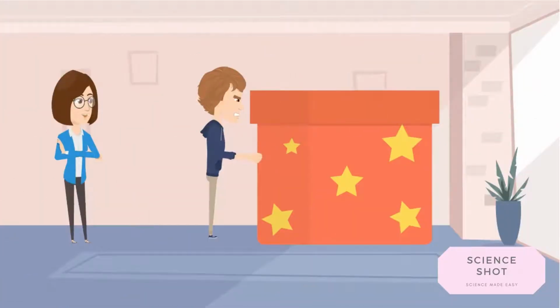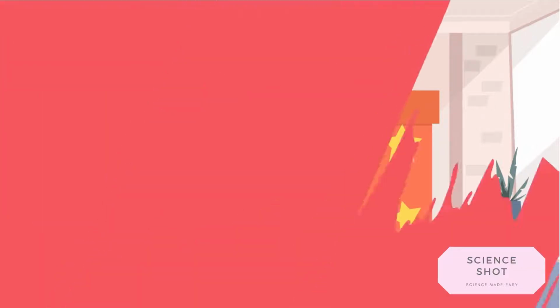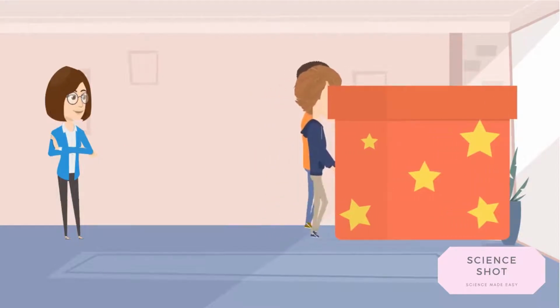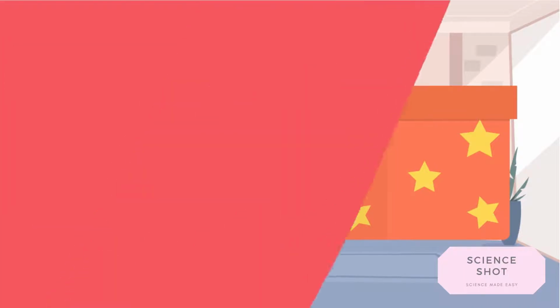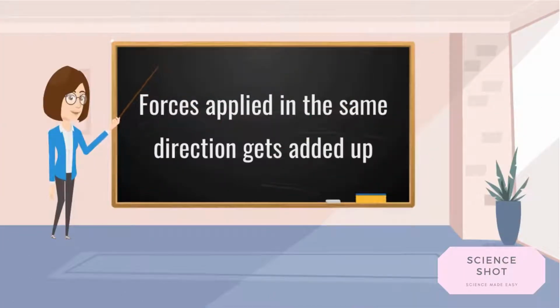Look at the man. He's trying to move a heavy box, but he can't move it. Why does this happen? Because the force applied by him on the box is not sufficient to move it. Here, two men are pushing the box towards the same direction. Now they can easily move it. Do you know why? Yes, this happens because forces applied in the same direction get added up, and this made it possible for two men to move the heavy box.